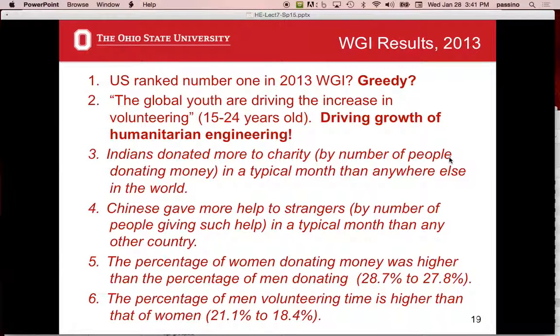So we were ranked number one in that. I found number two, though, more fascinating. I was a lot more interested in this. It said the global youth are driving the increase in volunteering, driving the growth of humanitarian engineering. We know that. We're seeing that in the last 10 years at OSU. Okay, I'm going to skip over to the data at the bottom.